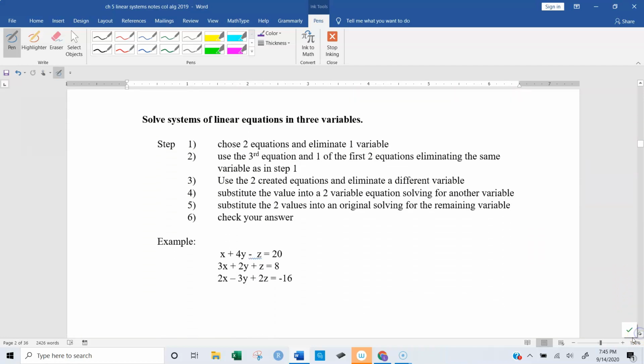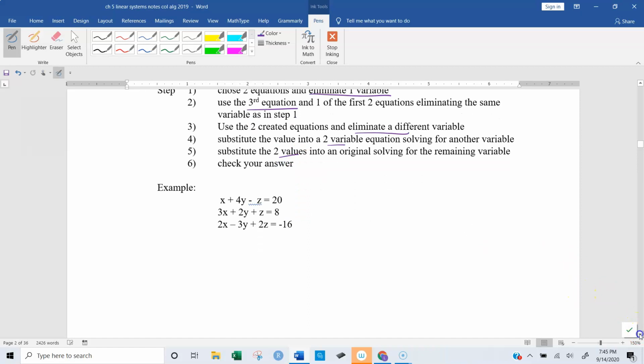Okay, next we're going to do elimination. It's called triple elimination. So you pick two of the equations, you eliminate a variable. Whatever variable you choose, you must eliminate from the third equation. Okay, you create two equations and you eliminate a different variable. So this is like we did yesterday. And then you solve for a variable and you substitute it back in.